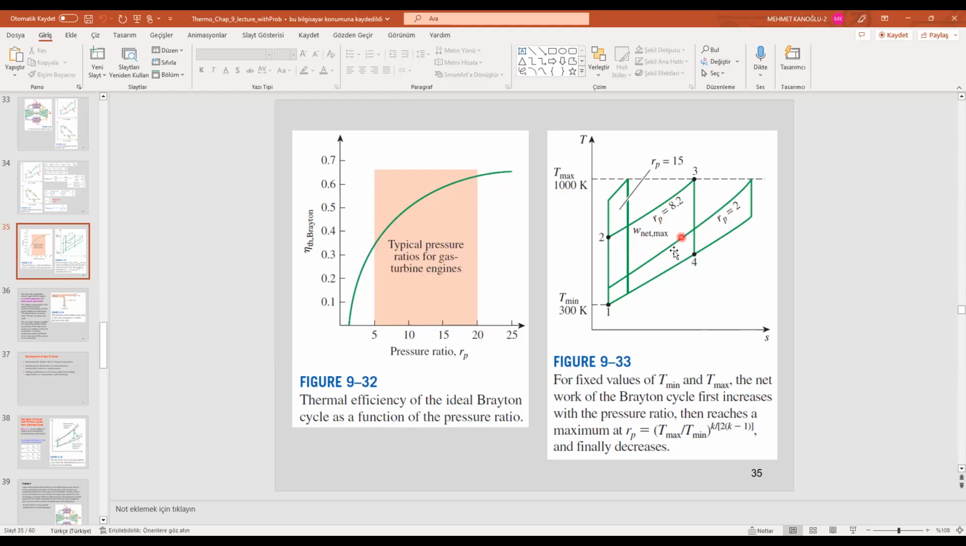So you can see the effect of pressure ratio on the temperatures in the cycles. On the TS diagram, the area under the curve is equal to heat transfer, and the difference between Q in and Q out is equal to net work. From here, you can see how the network changes for different pressure ratio values, and there is an optimum value for which the network area is maximized.